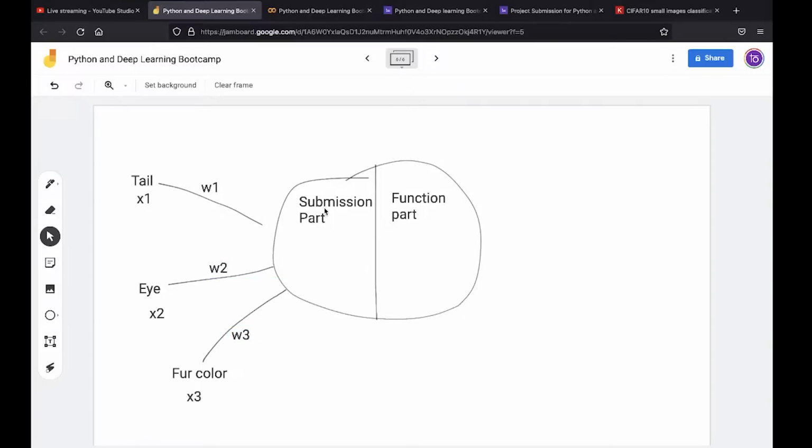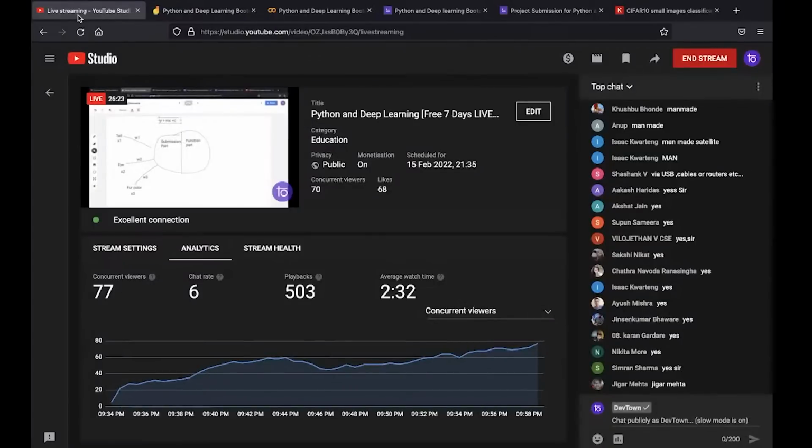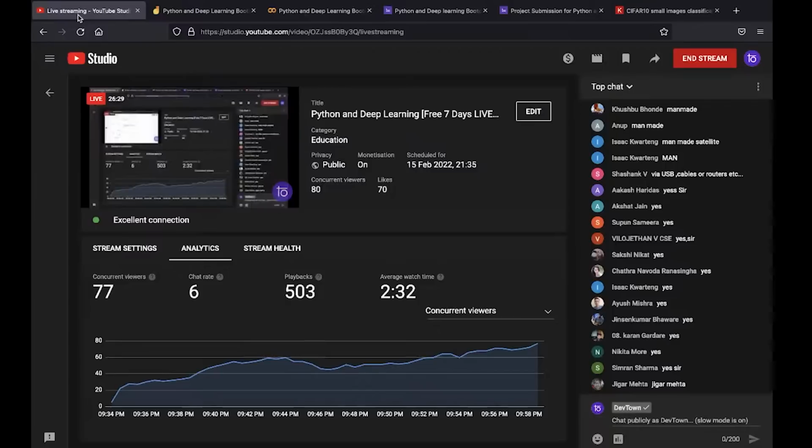Okay, so the summation part, what is the summation part going to do? It is going to perform the summation of all these values. It will follow an equation you must have seen, y is equal to mx plus c. Did anyone see this equation ever? Y is equal to mx plus c, yes or no? Straight line equation, sorry, linear line equation, yes or no? Okay, yes or no?